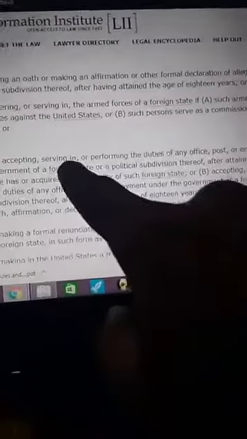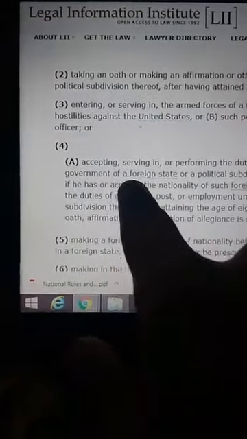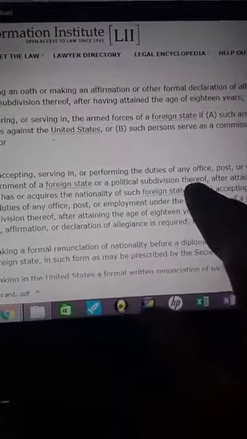Now, it says accepting, serving in, or performing the duties of any office, post, or employment under the what? Government of a foreign state or political subdivision thereof. All right. So that just told you that if you take an oath to a foreign state, in a government position, then you automatically relinquish your citizenship to the United States. And also, if you take an oath of allegiance to a foreign state, you automatically relinquish your citizenship to the United States. You are no longer property. You're no longer considered black, African American, Negro, or Hispanic. Okay? This is what this means. So now we got a better clarification, okay, of what's going on.